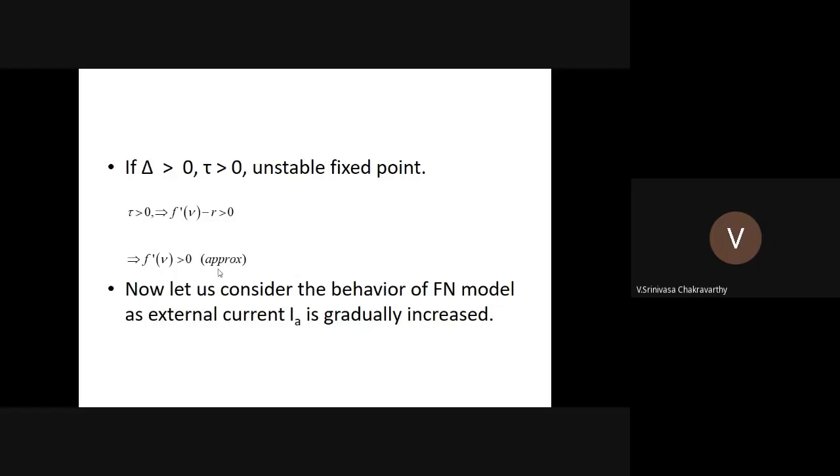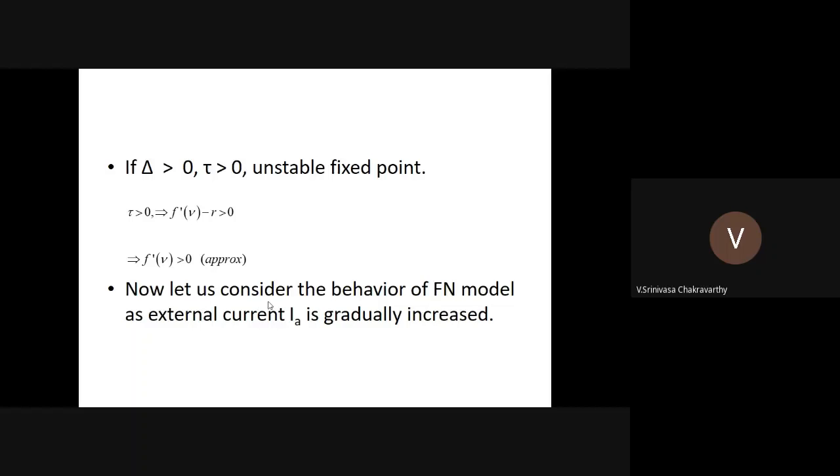So then what about tau? What can we say about tau? Tau is positive when F prime minus R is greater than 0, and we also assume that B and R are both very small numbers. So approximately F prime is greater than 0. So if F prime is positive, that means tau is positive. So these are our basic observations.